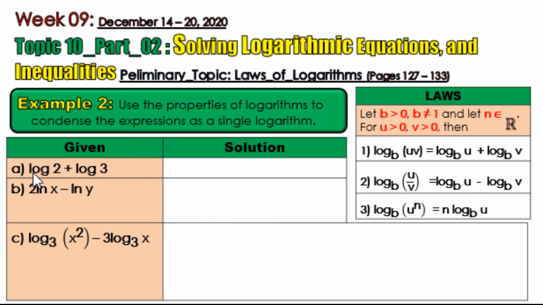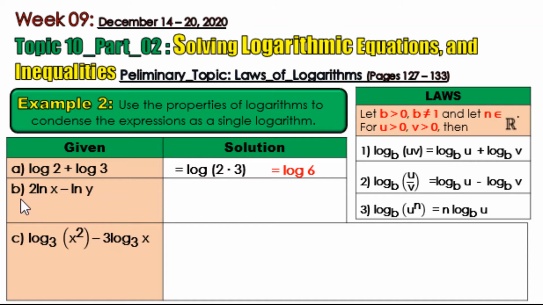So let us start. Letter A, logarithm of 2 plus the logarithm of 3. So we can condense this. So take note, we have addition. It means to say we have the logarithm of the product of the two numbers. So therefore, applying the first law, the answer is the logarithm of 2 times 3. So we have 2 times 3 is equal to 6. So we have the final answer, logarithm of 6.